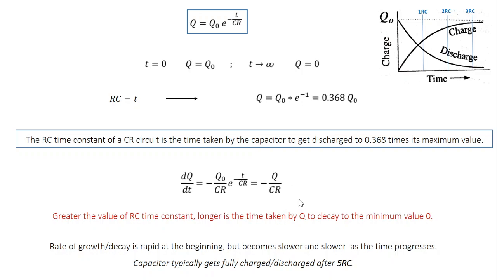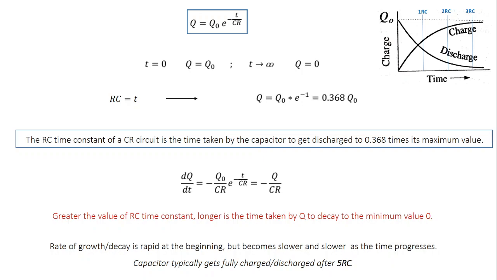So this is straightforward to understand. When RC time constant increases, the rate decreases. Right? So greater the value of RC time constant, longer is the time taken by Q to decay to the minimum value 0. So RC time constant determines how fast the capacitor charges and discharges. And if you compare charging and discharging, you will find that these are complementary. So during charging, you have an exponential increase. During discharging, you have an exponential decrease of charge.